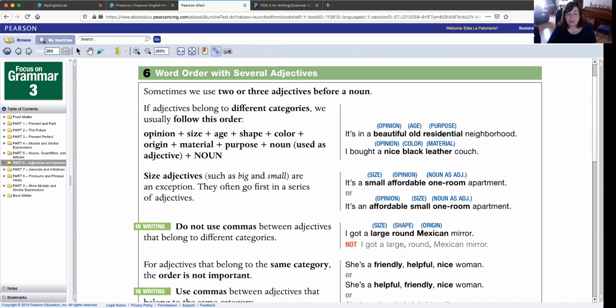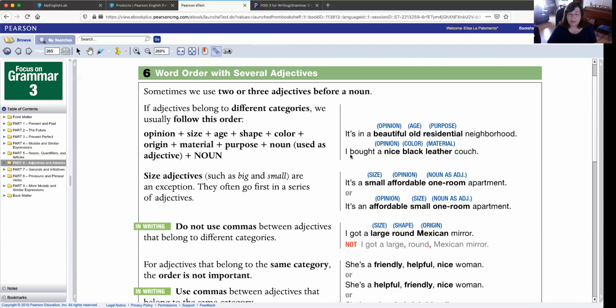All right, so they don't have any size in there, but age goes next in this particular sentence. Residential is purpose. What is it used for? So residential means this is an area where people live. It's not a business area. It's a residential area. People live there. So there's no shape, no color, no origin, no material, but then we have purpose, and then what this is, neighborhood. It's in a beautiful old residential neighborhood.